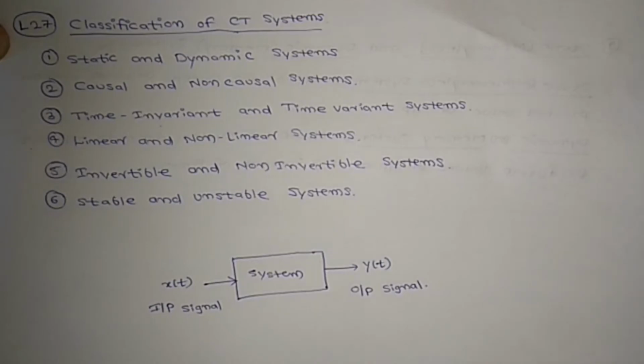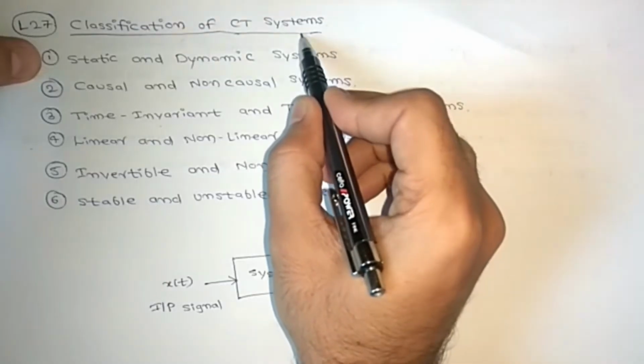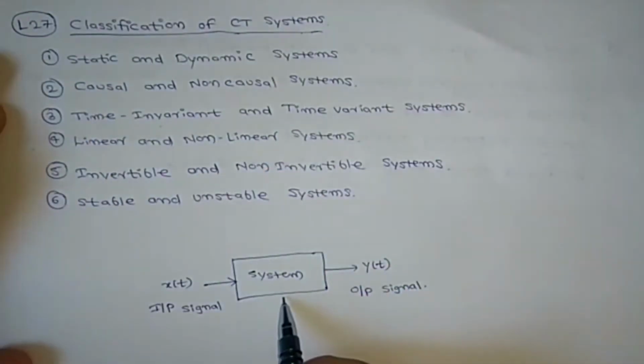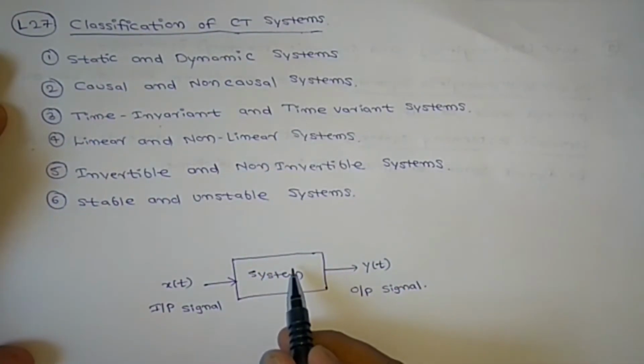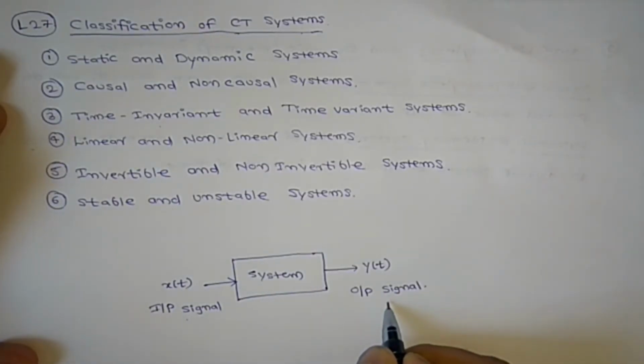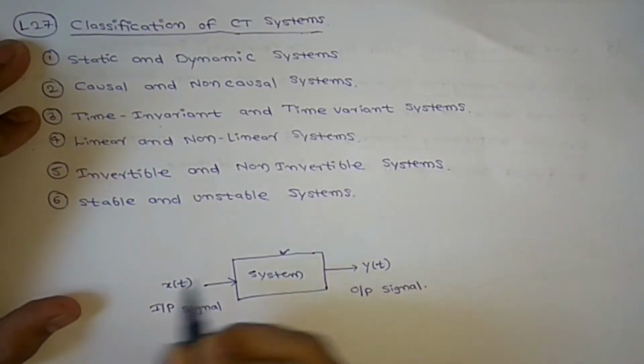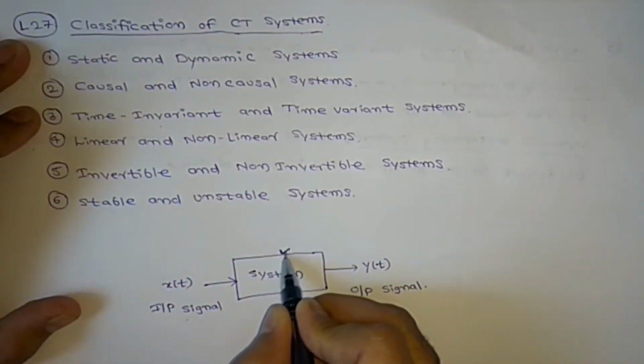Hi, welcome to my 27th lecture on classification of continuous time systems. Now we are talking about systems, not signals. So what is a system? This is a system. It is one kind of circuit. For this circuit, we are giving some input. So what is the output we are getting? Clear? So we are talking about the system. Signals are over, right? Now we are talking about systems.